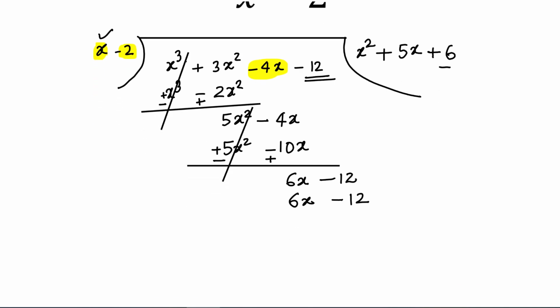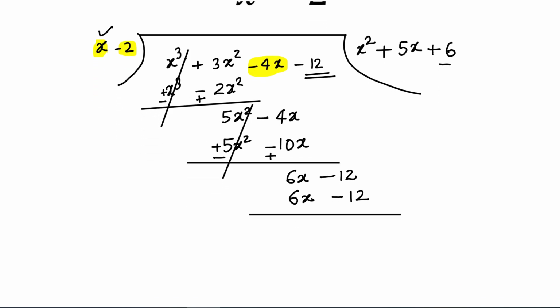In the next step I have to change the sign. Here I have a plus sign, it becomes minus. Here I have a minus sign, this becomes plus. So 6x minus 6x is 0, and plus 12 and minus 12 is also 0. So this is what we have after the division.